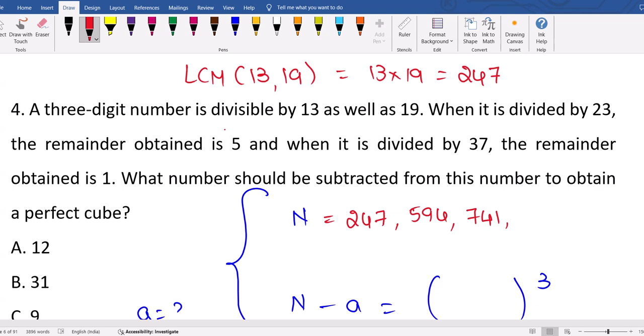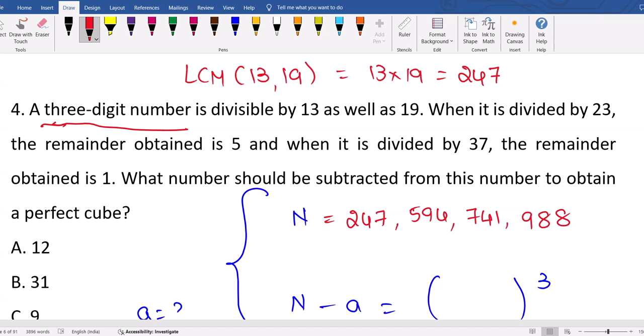Or 247 into 4, so what will come? 988. So 247 into 5, do we need to take that? No, because we want only 3-digit numbers. So now you have to check these four numbers, simple. What is the next step? That number, when divided by 23, should give remainder 5.